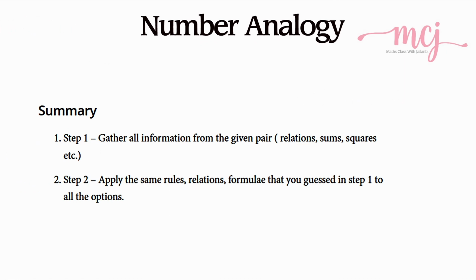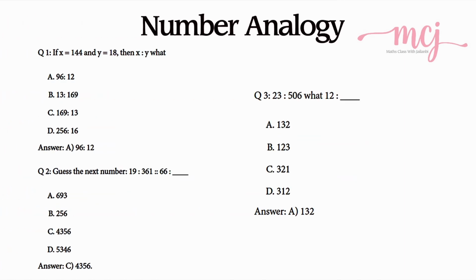The summary of the topic is to follow these steps to solve questions based on number analogy. Step 1. Gather all information from the given pair like relations, sums, squares, etc. And step 2 is to apply the same rules, relations, formulae that you guessed in step 1 to all the options. Here I am providing some practice questions for better understanding and better practice.